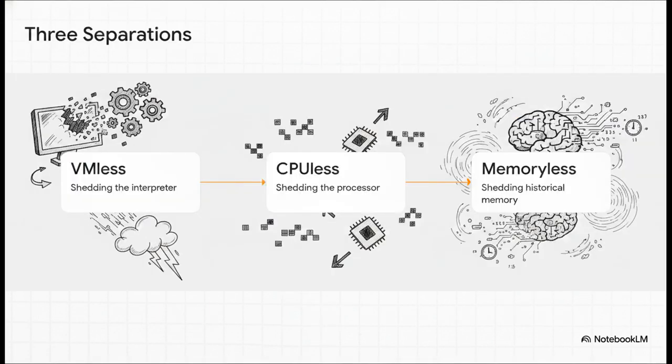Now, let's map out the actual transformation process. We use 3 critical mechanical separations to free the game from its 1990s hardware constraints. First, Phase 1, going VMless. Then, Phase 2, going CPUless. And finally, Phase 3, going Memoryless.